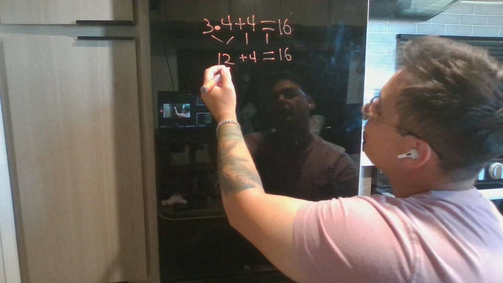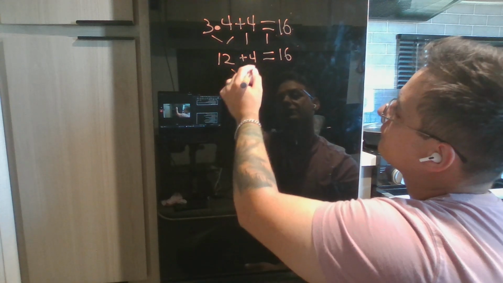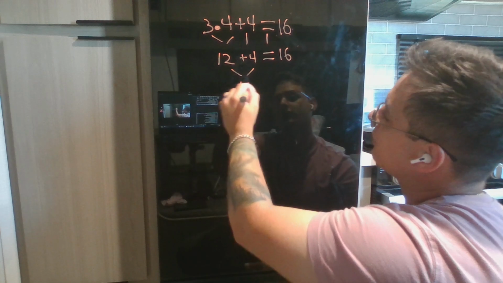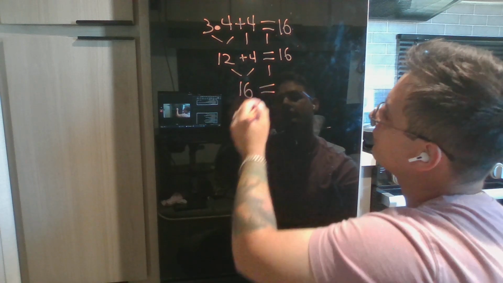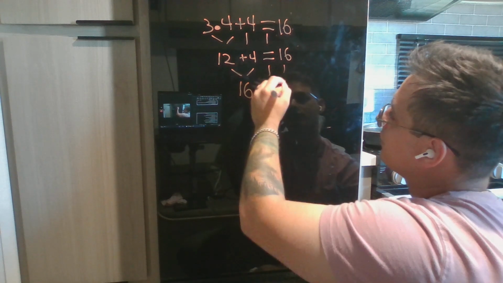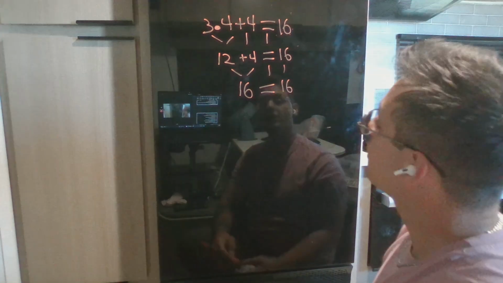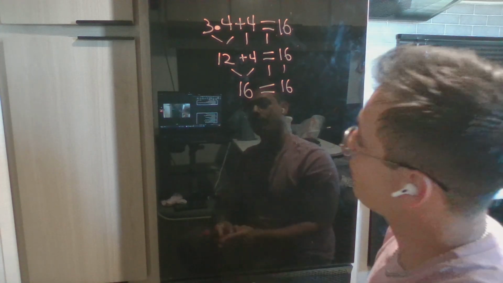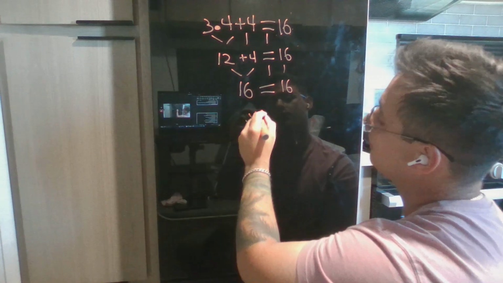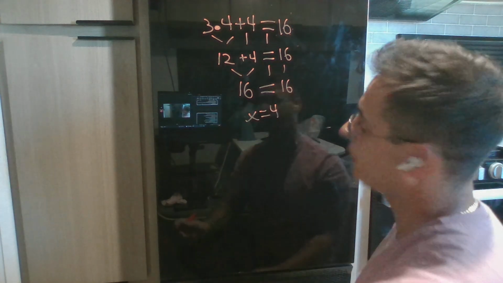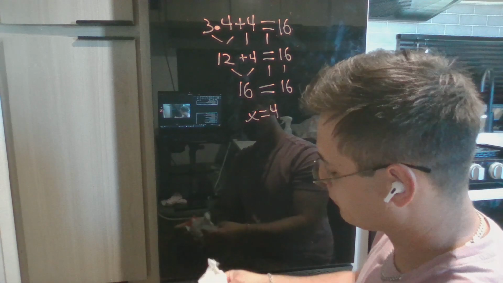12 plus 4 equals 16. Bring our equal sign down. Bring our 16 down again. And 16 does in fact equal 16. So we've balanced that out. So x equals 4. Again, not always, but this time again.